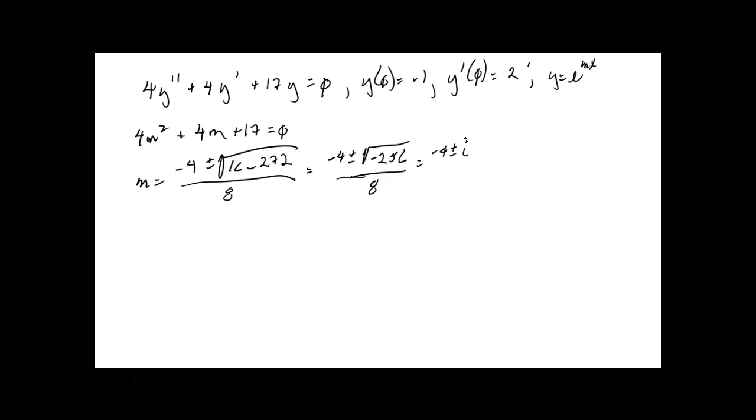What can it become? The square root of 256 is 16, and the square root of negative 1 is i, so that would be 16i. So there's negative 4 over 8, which is minus 1/2, there's the real part, plus or minus 2i. There's the imaginary part. Agreed?